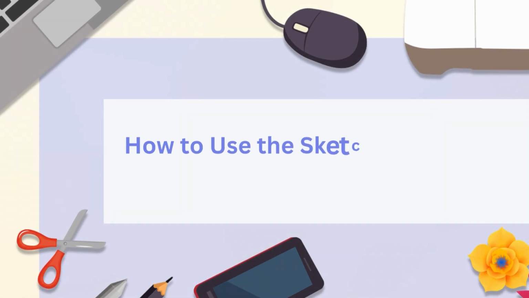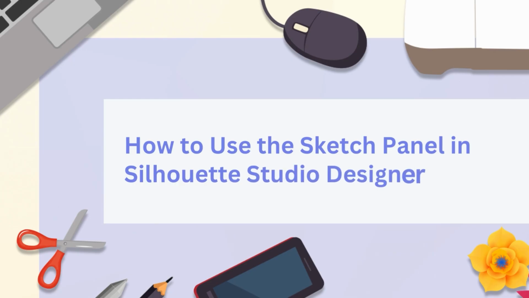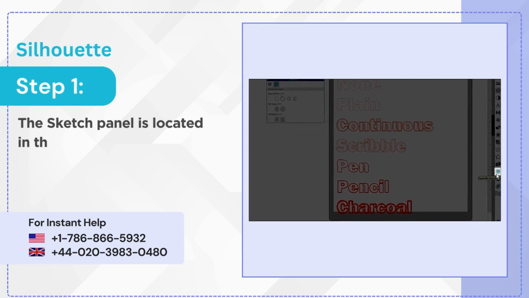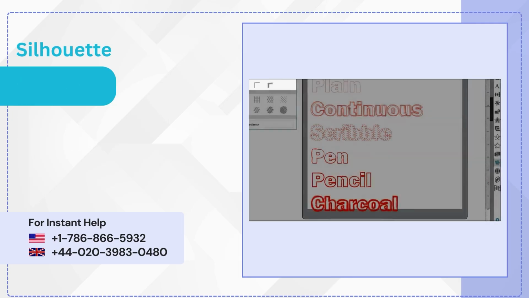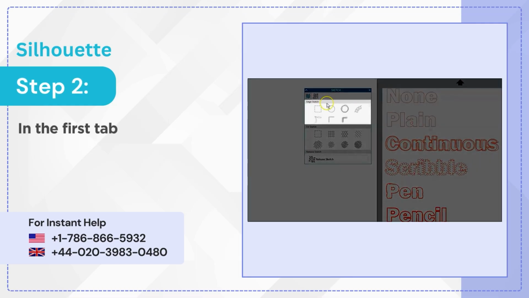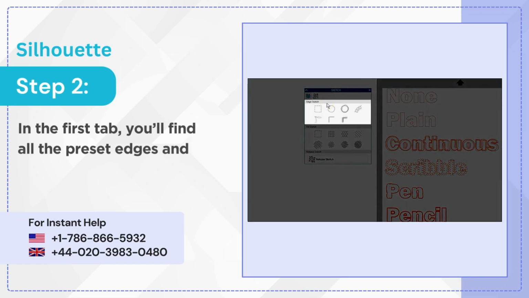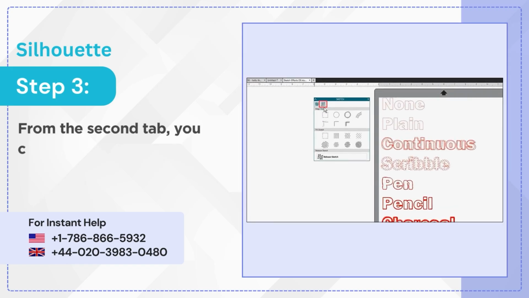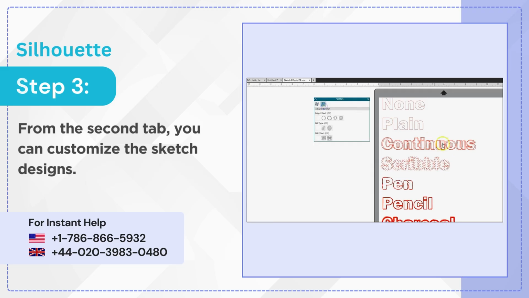How to use the sketch panel in Silhouette Studio Designer Edition. Step 1. The sketch panel is located in the right toolbar. Step 2. In the first tab you'll find all the preset edges and fills. Step 3. From the second tab you can customize the sketch designs.